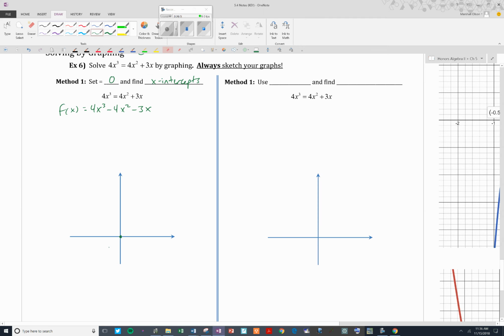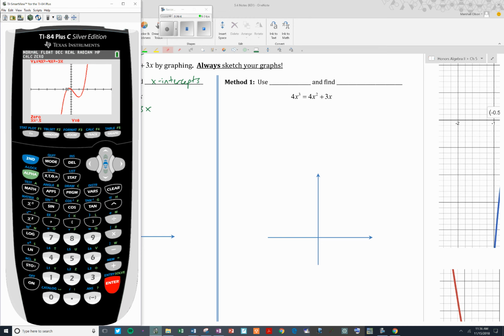So let's do a sketch of this here. One of our zeros is -1/2. We also had 0. And I'm going to go ahead and find this other 0 right here. I'm going to go second trace again. I want to find a 0, number 2.